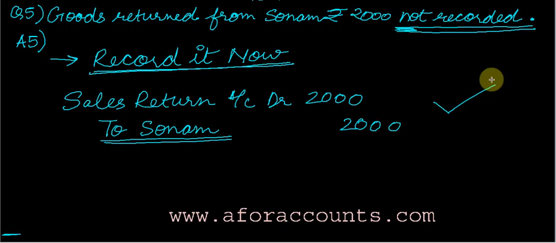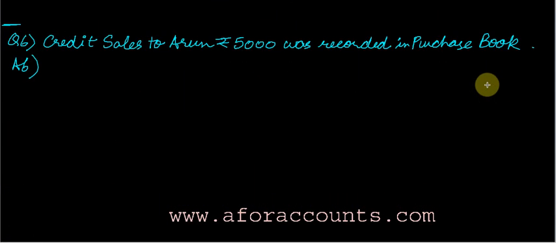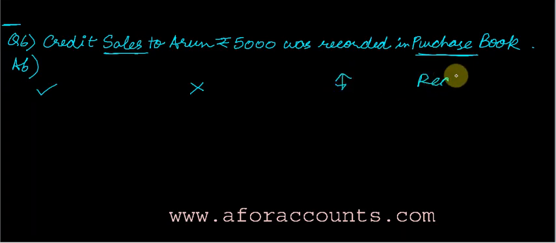Moving on to the sixth question. Credit sales to Arun rupees 5000 was recorded in purchase book. So the problem is it is sales and it is being recorded as purchase. So when some wrong entry is done, what I will do is write the wrong, reverse and rectified entry. These are my 4 small steps that I need to follow.